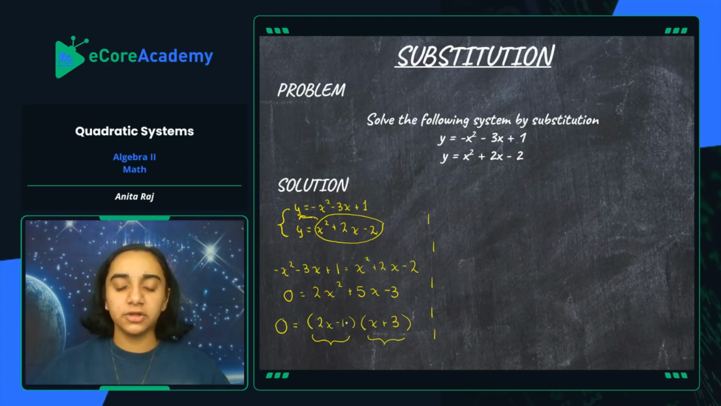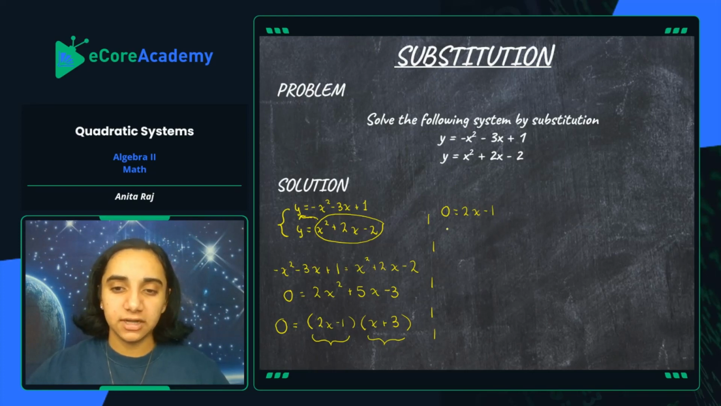And remember, you can set each of these equal to 0, and you can solve for x in each of these parentheses. That's how we get the two different solutions. So let's solve for x in the first set of parentheses. We have 0 is equal to 2x minus 1. Then we can add 1 to both sides, and we get 1 is equal to 2x. And if we divide both sides by 2, we get x is equal to 1/2.